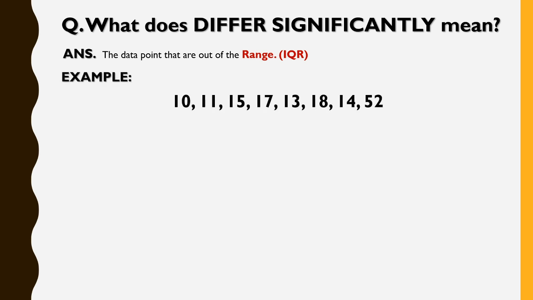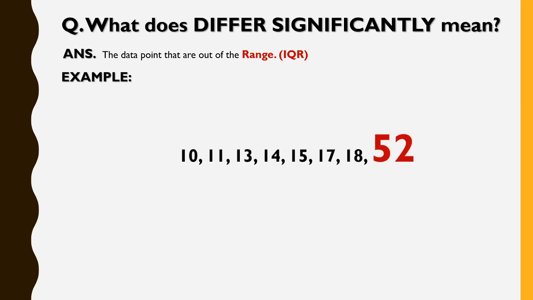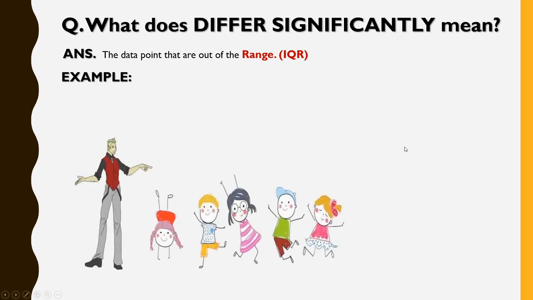The example we are taking is a data sample with the values 10, 11, 15, 17, 13, 18, 14 and 52. You can see that this data is not in sorted order and has various values inside it. Now we need to check whether there is any outlier in this data or not. Once we sort this data, we find that 10, 11, 13, 14, 15, 17, 18 are in one range, whereas the value that differs from them is 52, which is very far above the rest.